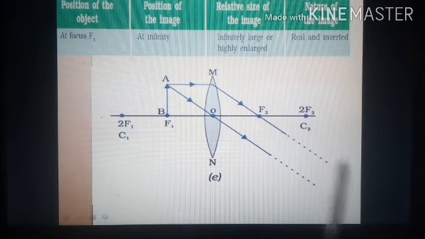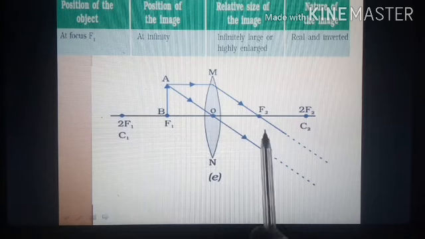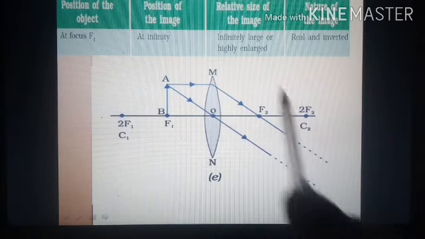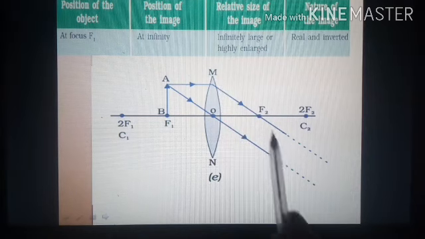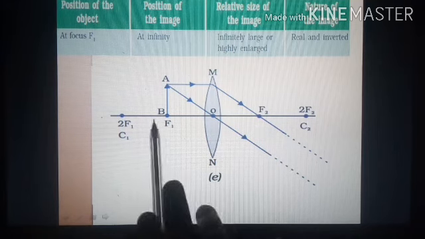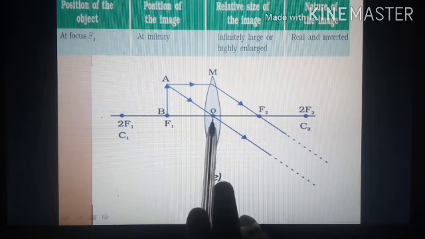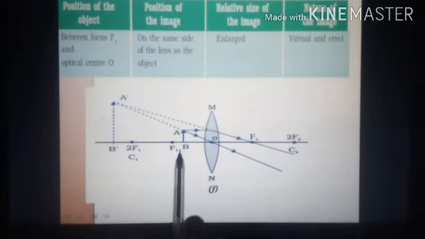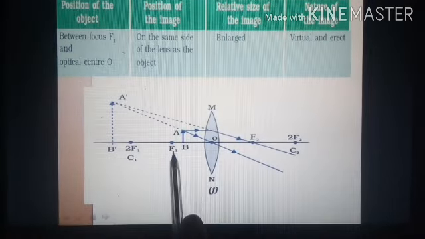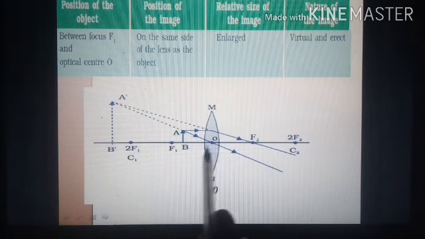The image will be obtained at infinity, and the nature will be real and inverted, and the size will be highly enlarged. So at infinity, it forms a highly enlarged image. This is the fifth one. The last one is to move towards the optical center. The last case is the object placed in between F1 and the optical center.